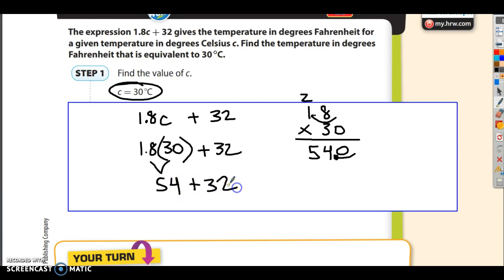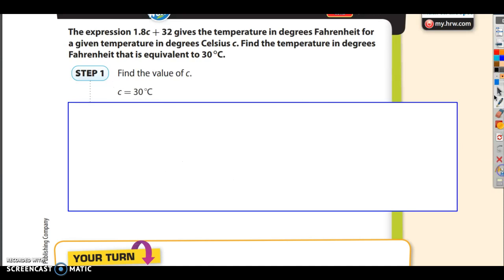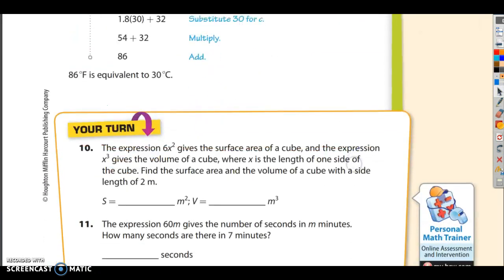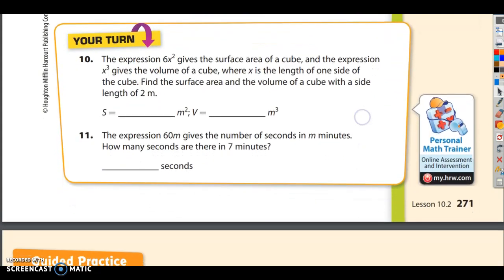And then I add 32. 54 and 32. 50 and 30 is 80. 4 and 2 is 6. It's going to be 86. And you'll be able to see right here at the bottom of the page that the value is 86. So that was a nice review on the order of operations and how to write multiplication problems in algebra.